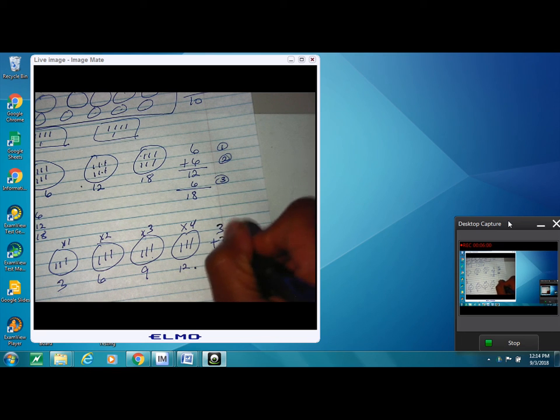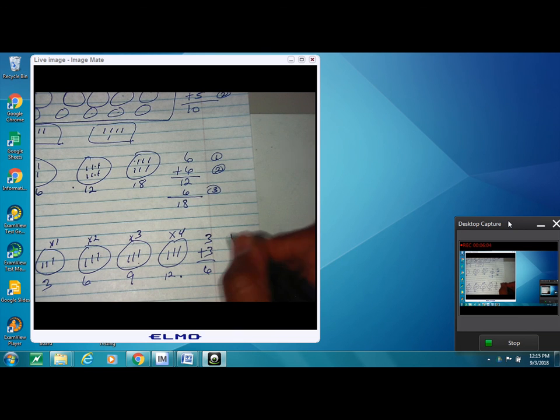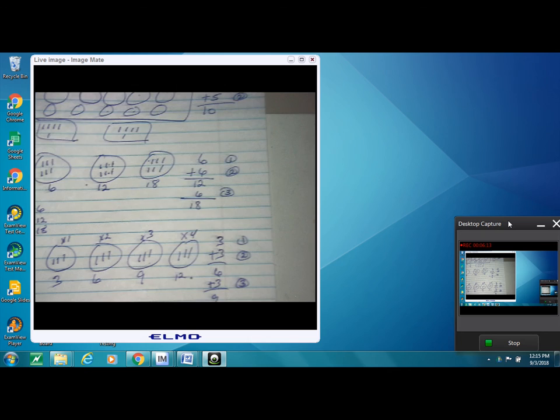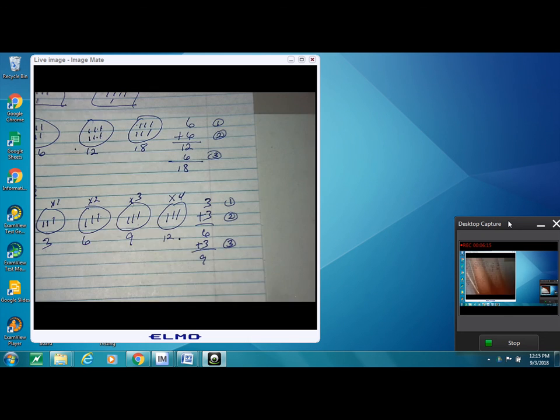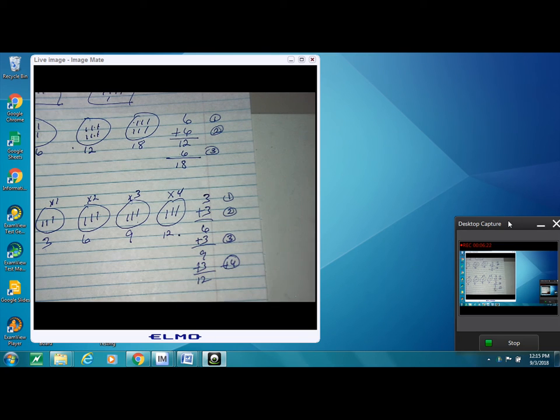3 plus 3 is 6, and that's time number 1. That's time number 2. Plus 3 is 9. That's time number 3. Plus 3 is 12, and this is time number 4.